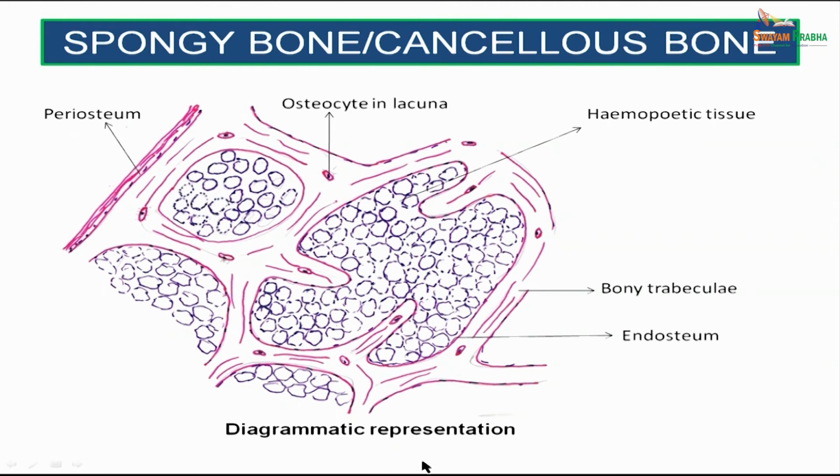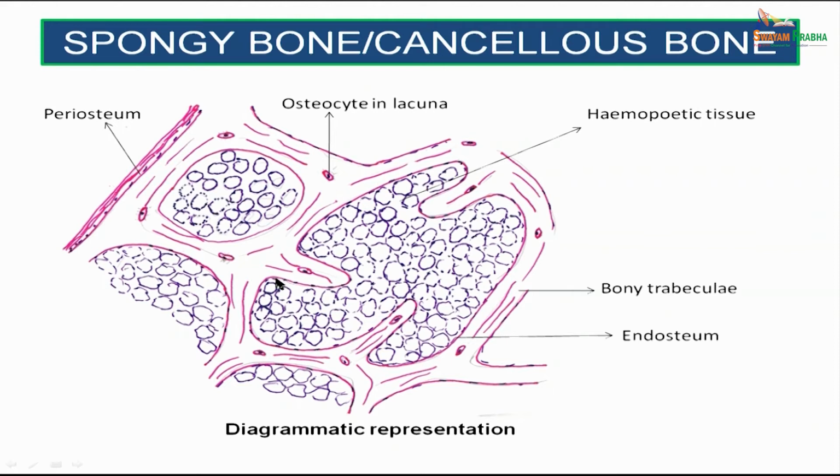This is a diagrammatic representation of spongy bone. We can see on the outside periosteum, which is made up of two layers, an outer fibrous and inner cellular layer. We can appreciate trabeculae. These are all trabeculae. You can see anastomosing, curved. Then within the trabeculae we can find lamellae. Also, we can find small spaces, lacunae containing osteocytes.